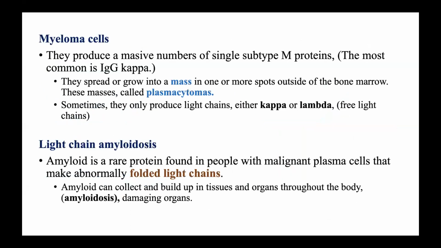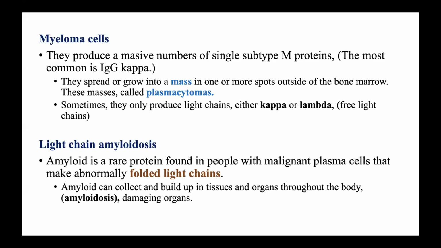Now, when the disease has formed, we find that the myeloma cells have the ability to do several things. One is to spread or grow into a mass. And this mass could be within the bone or outside the bone, what we call a plasmacytoma. And they could produce only light chains and not the whole antibody, could be either kappa or lambda. And these ones are unique because they can be identified through laboratory tests.